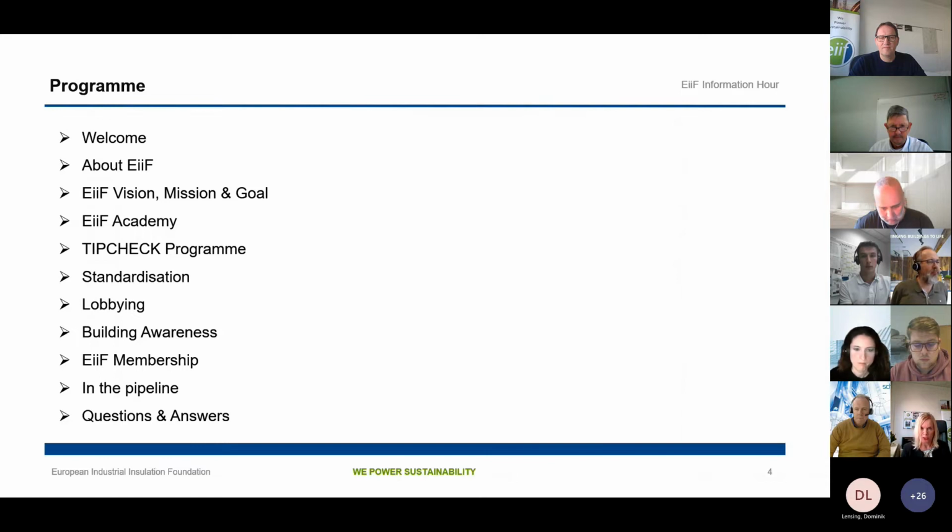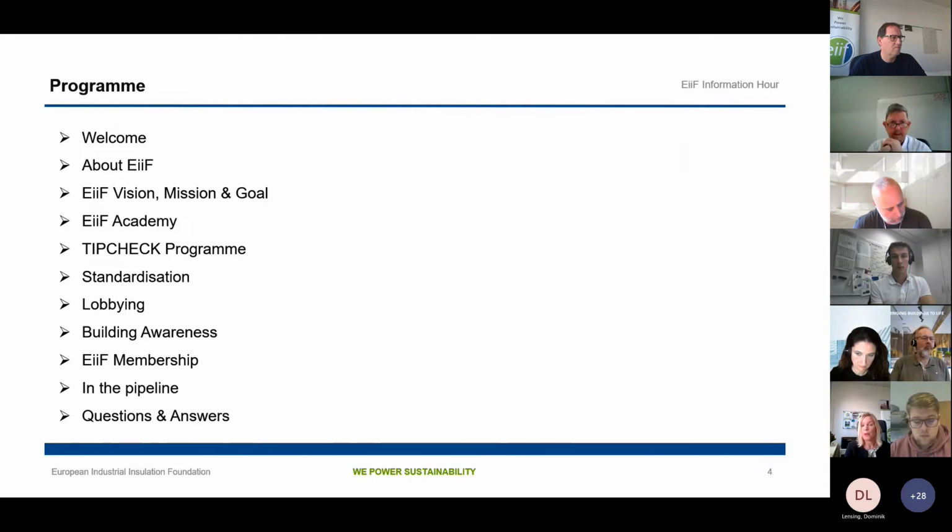After the introduction of EiiF, so who we are, what we do, and why, we will this time introduce all our projects by field of activity. We have 6 fields of activity, and I think like this, it will be nicely split into the different topics that we are working on. Right at the end, we will tell you what's in the pipeline, and then there will be some time for your questions and comments.